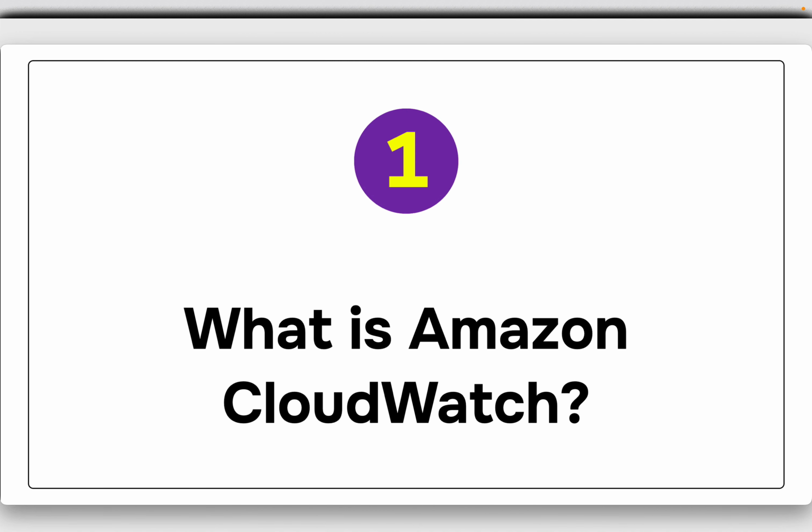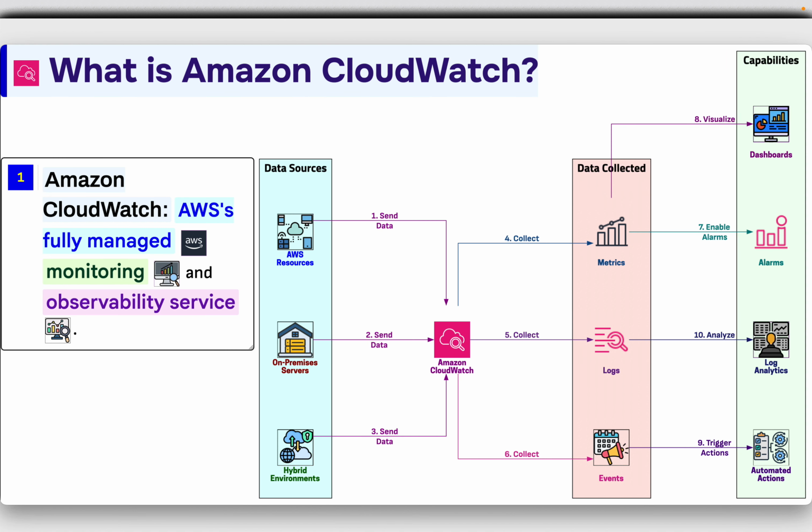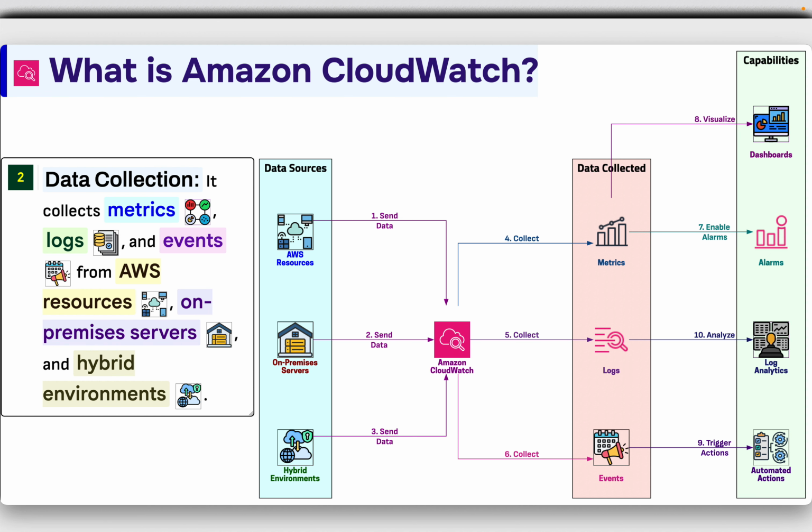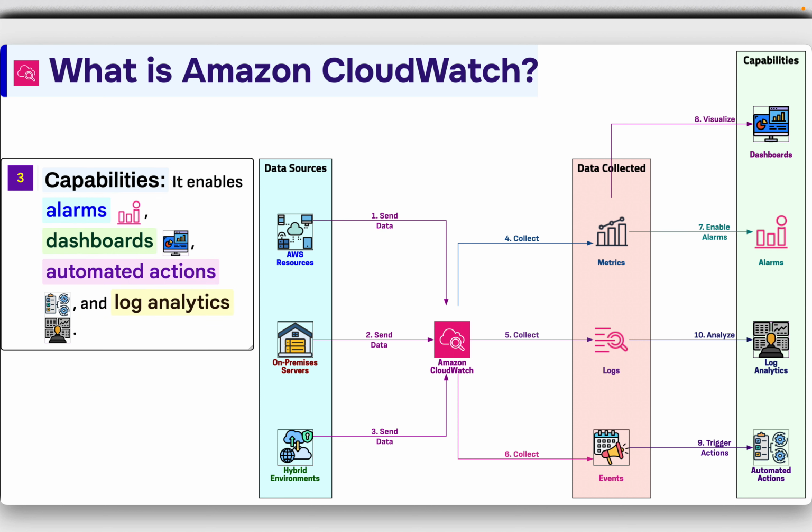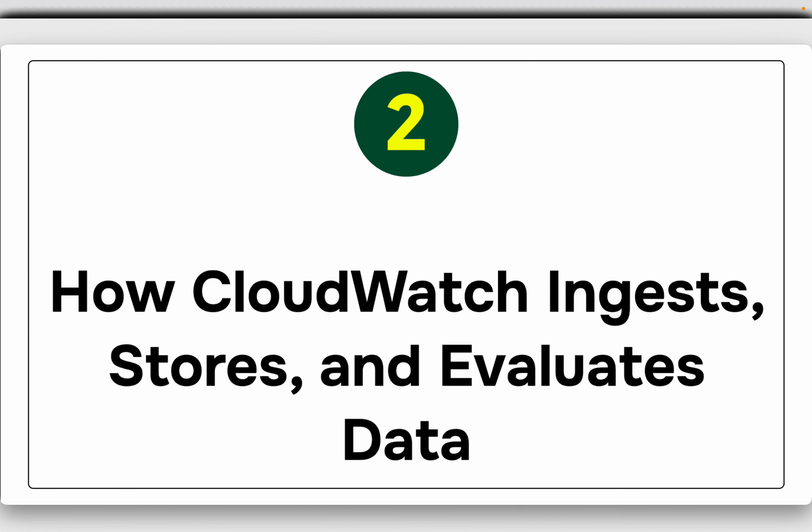First topic, what is Amazon CloudWatch? Amazon CloudWatch is AWS's fully managed monitoring and observability service. For data collection, CloudWatch collects metrics, which are measurements, logs, and events from AWS resources, on-premises servers, and hybrid environments. For capabilities, CloudWatch enables alarms, dashboards, automated actions, and log analytics.